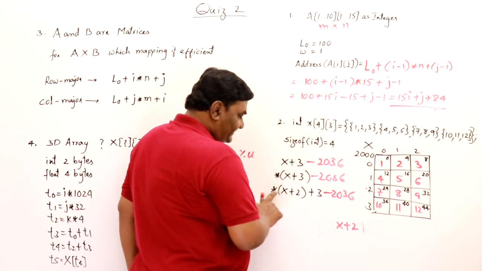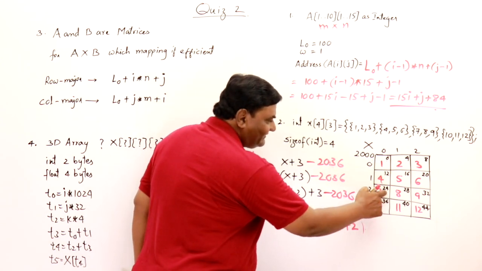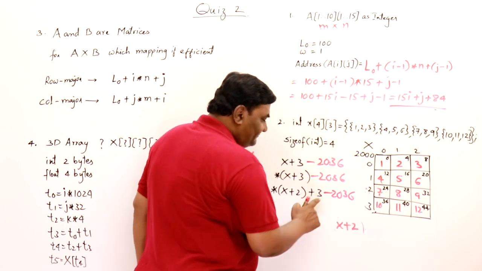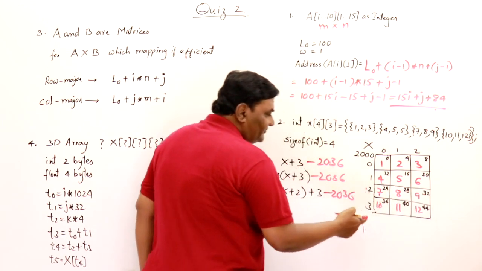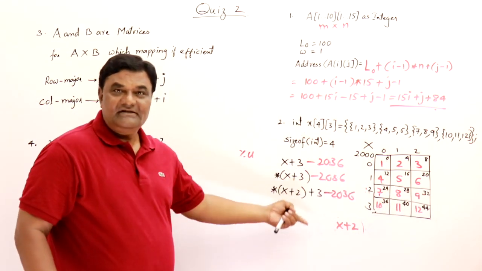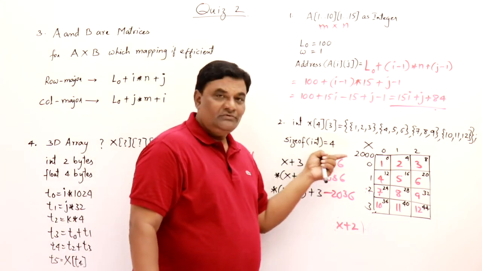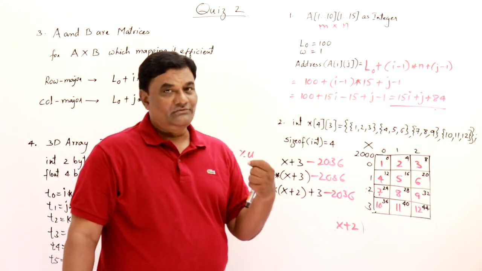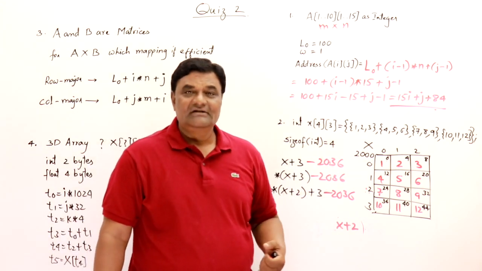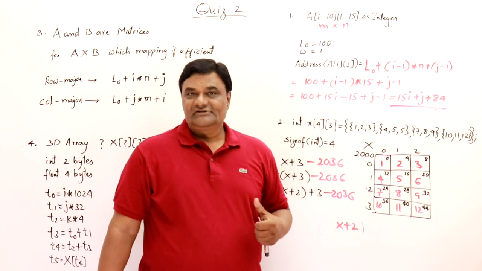x plus 2 star means this address 2024, right? Then plus 3, 1, 2, 3. So 2036. That's it. So the answer for this is 2036, 2036 and 2036. 3 times it is given. So this is the answer for this question.